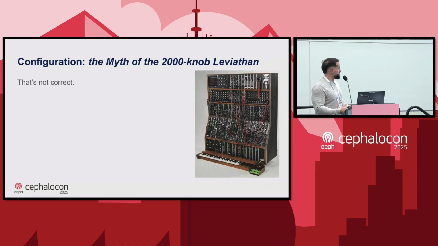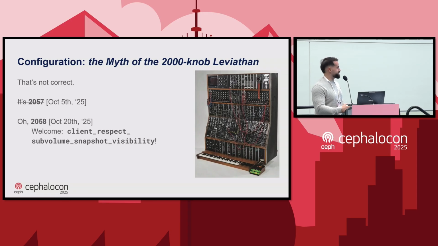And then we go to one controversial topic, the configuration. Probably you have heard many times that Ceph has 2,000 options. Well, that's not correct. I want to clarify that. It's 2,057. Well, it was that when I started the presentation. Oh, I think we are close to the end of the time. Nowadays we have a new option from the last 3 weeks, which is client respects to volume snapshot visibility.